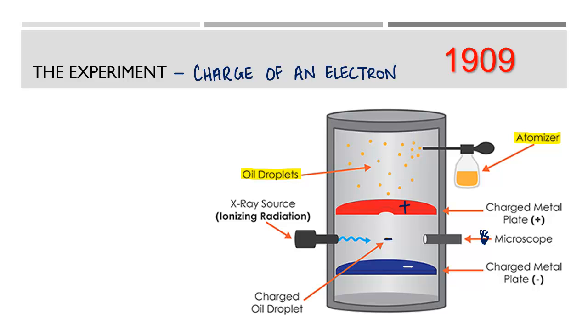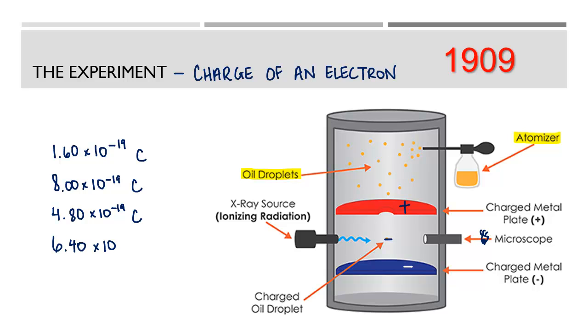Now I'm going to give you some sample numbers here. Say the first time they did this experiment, they had a droplet and their electricity dial had to be set at 1.60 times 10 to the negative 19th coulombs. The next time they did the experiment, we'll say that their dial had to be set to 8.00 times 10 to the negative 19th coulombs. Now their goal is to get the droplet to hover. So they had to adjust their dial different amounts depending on how many electrons jumped onto the oil droplet. Remember, they can't count the electrons. They can't see the electrons.